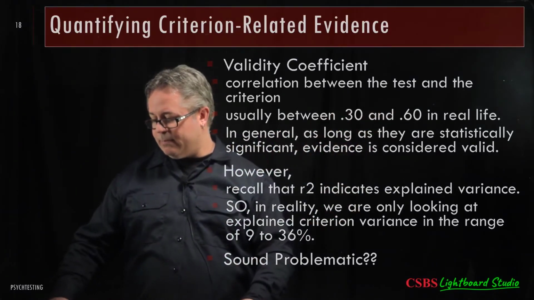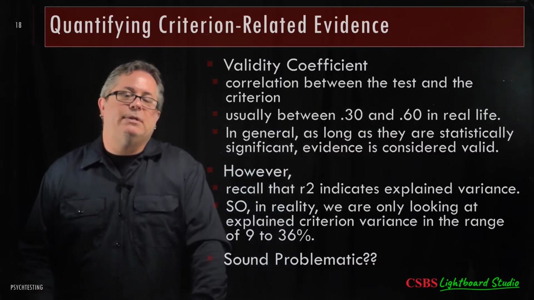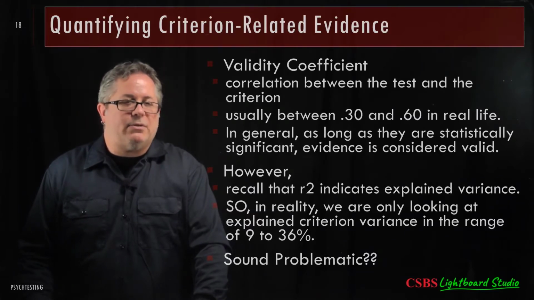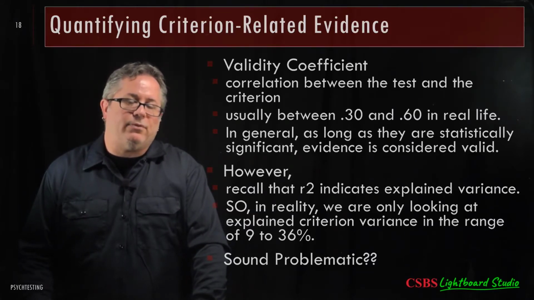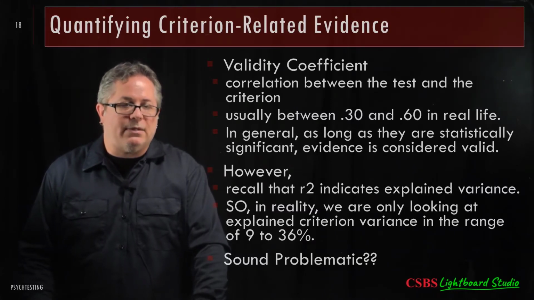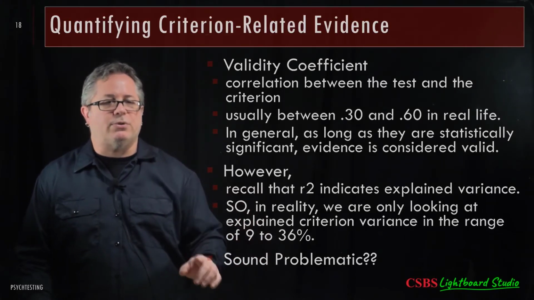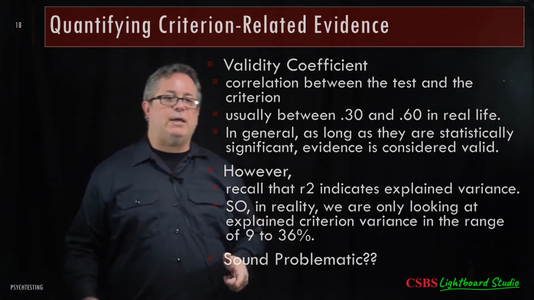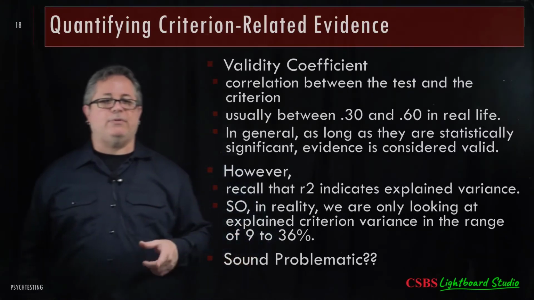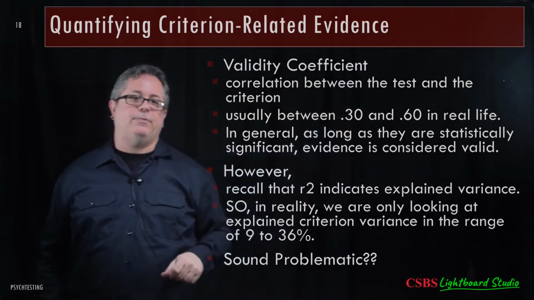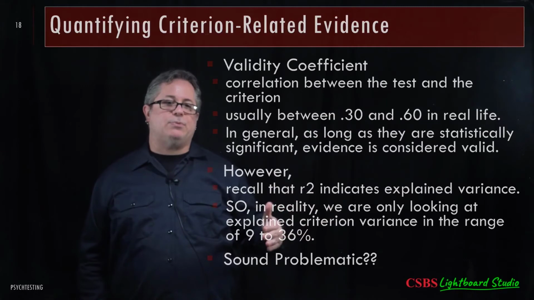So if I give someone a measure of depression and look at their clinical diagnosis from a psychiatrist, I'm not expecting the same degree of relationship, 0.8 or 0.9, as we do with reliability. We consider it fairly valid as long as it can capture a significant amount of the variability in the criterion. However, recall that it's supposed to be R squared, not R. R squared indicates explained variance, so in reality we are only looking at explained criterion variance in a range of 9 to 36%, if we square this and square that, right? So we're looking at 9 to 36%.